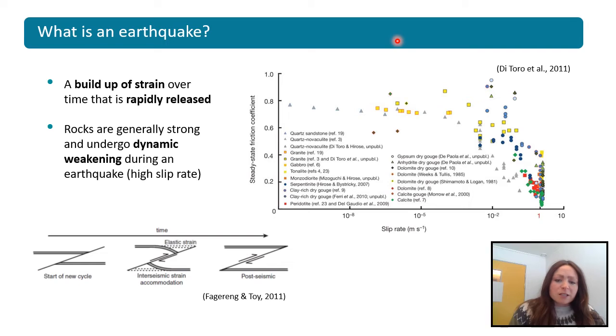Now, at earthquake slip rates, rocks become dramatically weaker than they normally are. And that is what this figure over here is showing, where we have friction coefficient on the y-axis and slip rate on the x-axis. And the lower the friction coefficient, the weaker the rock. So these values were obtained experimentally, and we see that with increasing slip rate, rocks tend to get weaker. And this has been shown to happen by several different mechanisms.